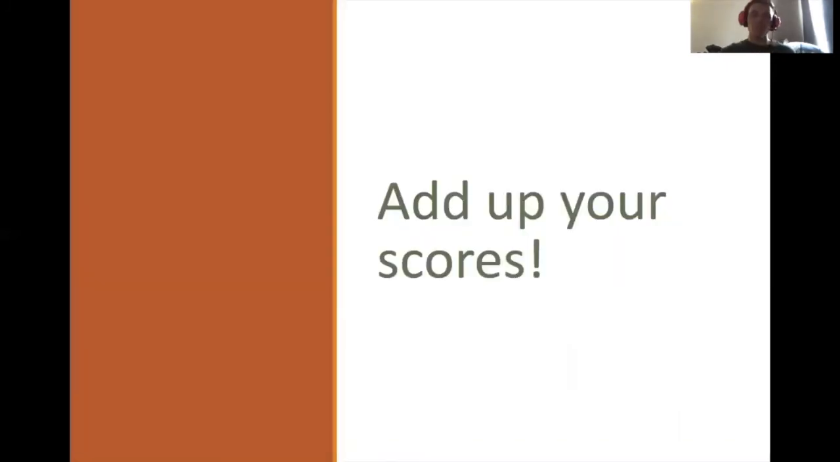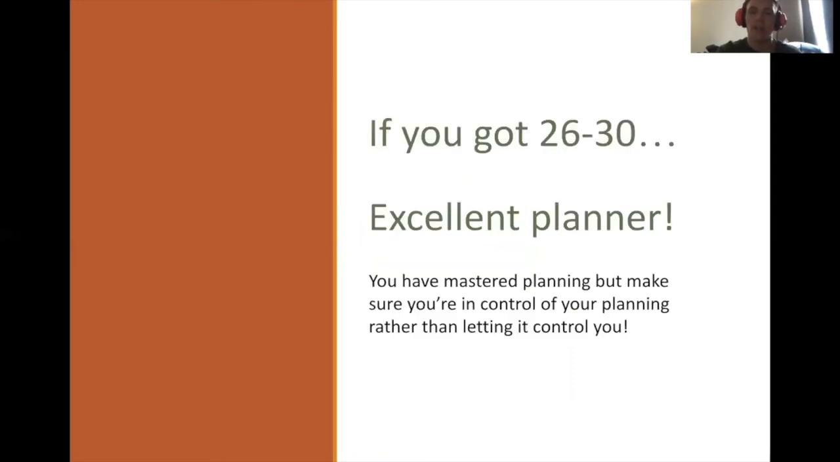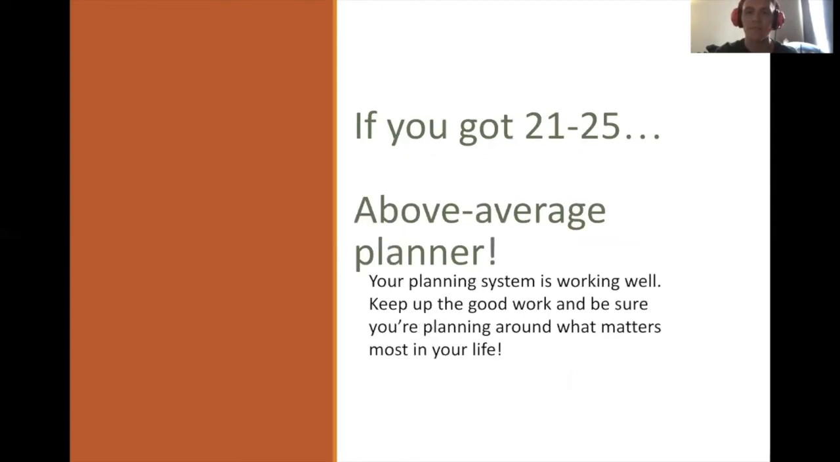So once you've added up all your scores, you can continue on, and this is just kind of a rating. If you got anywhere from 26 to 30, that means you're an excellent planner. You have master planning, but just make sure you remain in control of that. It can be very difficult once the semester goes on. It gets harder and harder to stay on top of things.